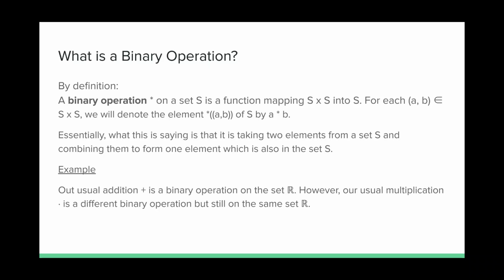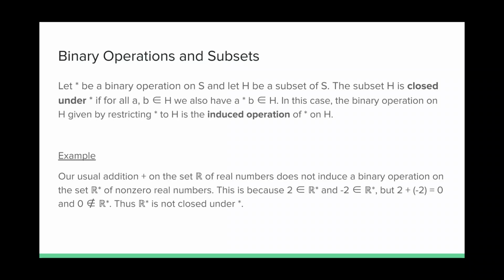For example, our usual addition plus is a binary operation on the set R, real numbers. However, our usual multiplication, which is our dot, is a different binary operation, but it's still in the same set R. So 2 plus 3, our usual binary operation, gives you 5, which is also in the real numbers. But if we use the binary operation of multiplication, we have 2 times 3, which gives you 6, which is also in the real numbers. So they both exist in the same set, but they are completely different binary operations.